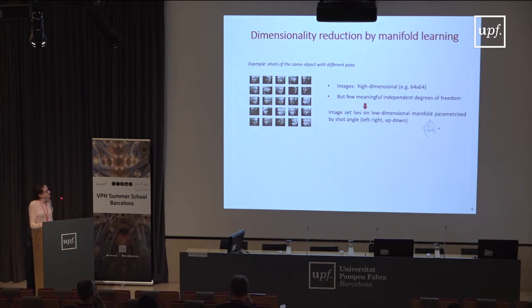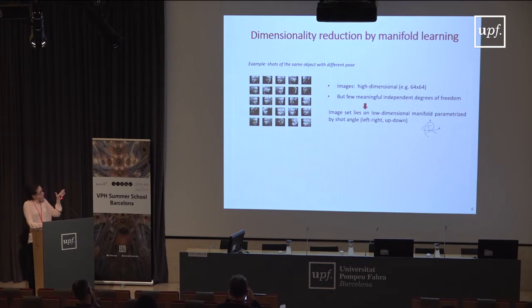Here you can see a database of images of an object. Each image is of size 64 by 64 pixels. Therefore, it is a huge quantity of pixels, and we can consider this as high dimensional. But not every picture of 64 by 64 pixels could belong to this data set. In fact, there are very few degrees of freedom in this data set.